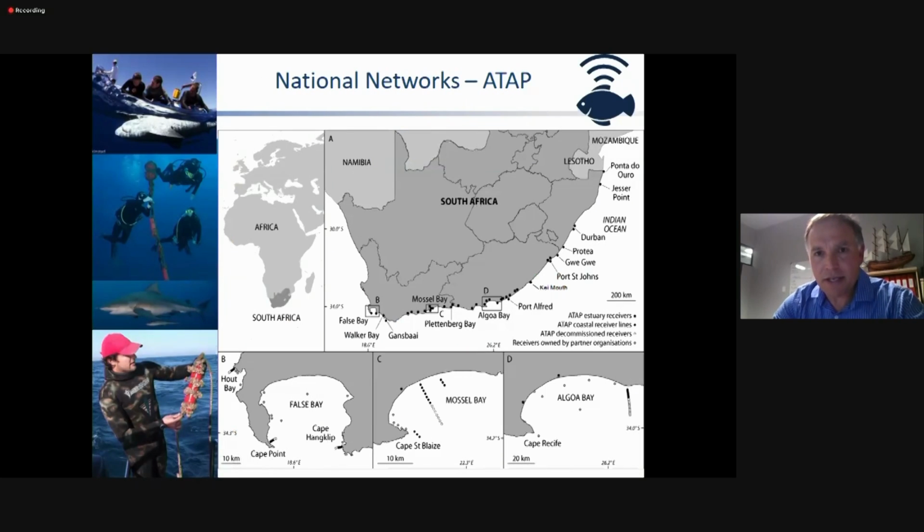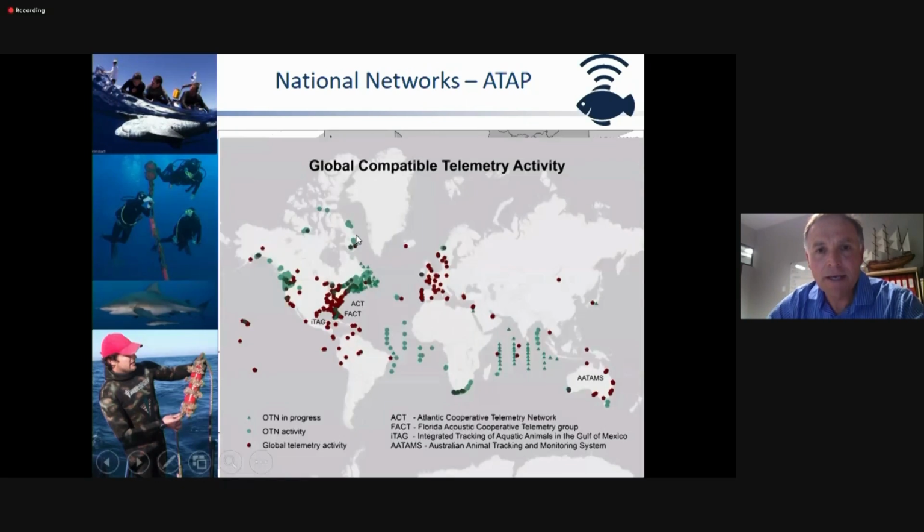We also run the acoustic telemetry or tracking array platform, which consists currently of over 100 receivers, mostly along the south and east coast of South Africa. So you can see very few receivers on the west coast. And if you look at the global telemetry activity, you can see very few receivers on the west coast of Africa and on the east coast of South America. So through this shallow marine and coastal research infrastructure, we're trying to fill these gaps at the moment.